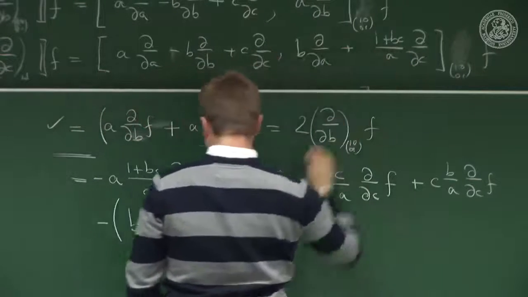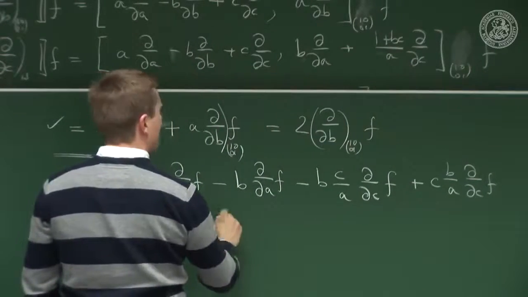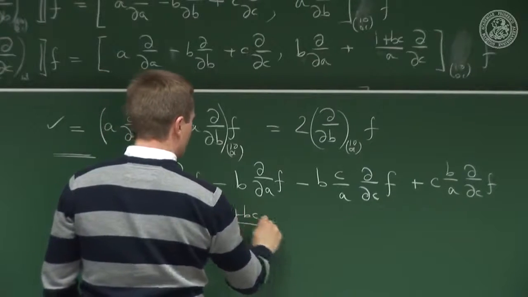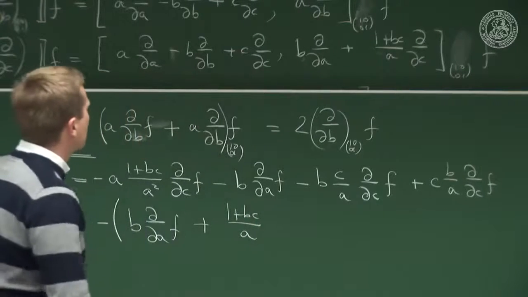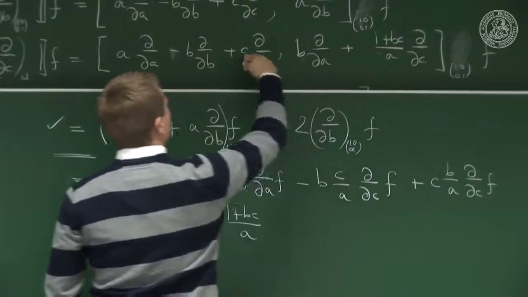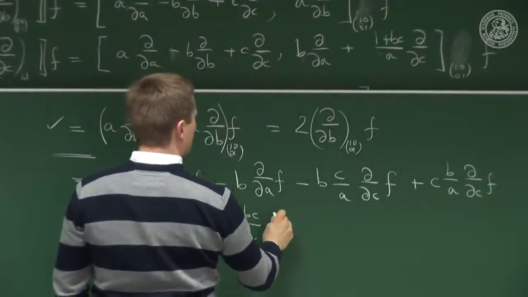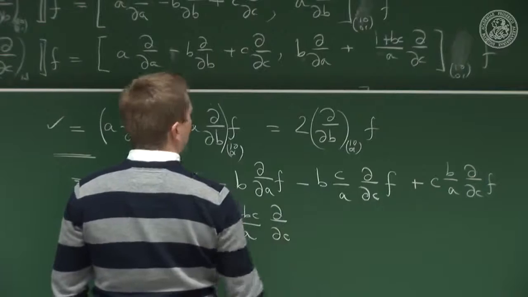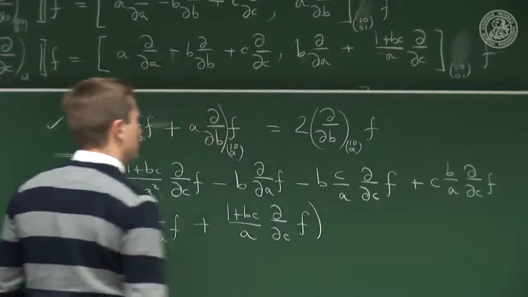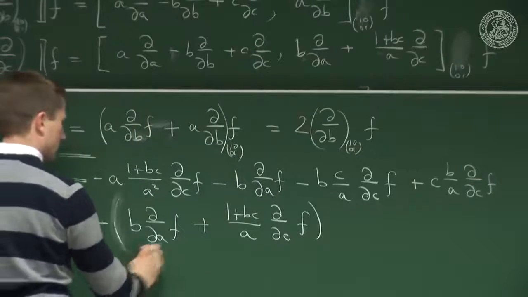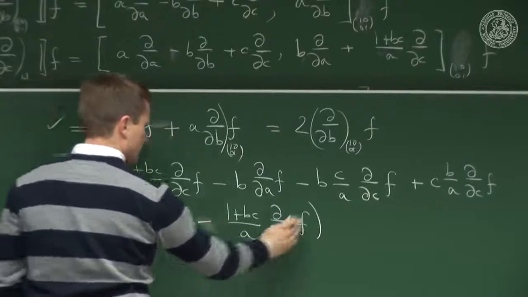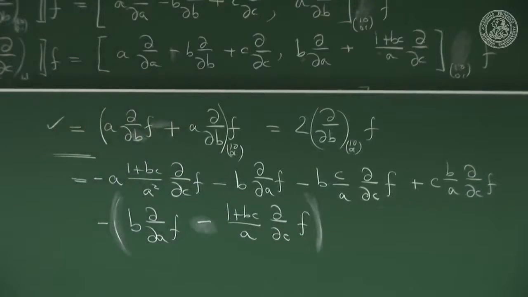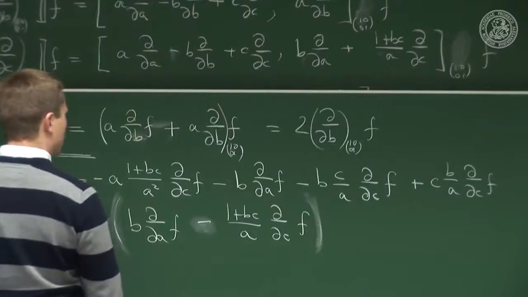So now let's take this gentleman here. It's 1 plus bc over a. Can non-trivially act only on this one. So you get a d by dc of f. That's it. Okay, so the brackets are not really needed. We have this under control. There's a minus sign here as well. Okay, so same game as before.